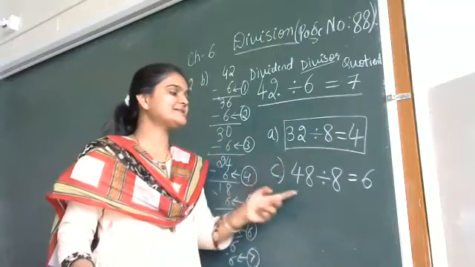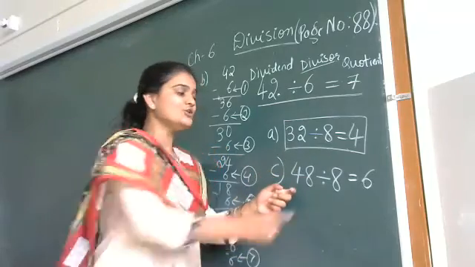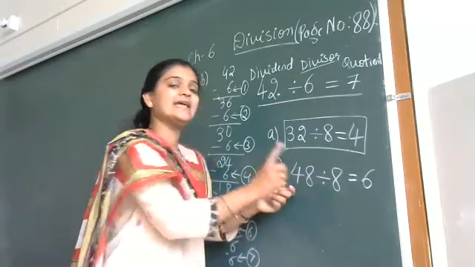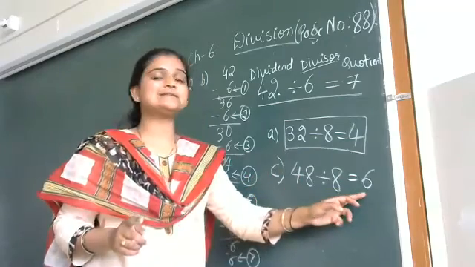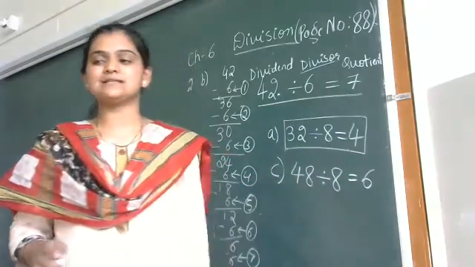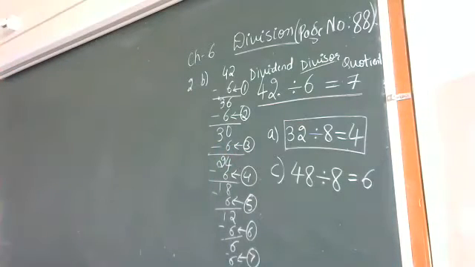Okay? So the number of pencils here is 48. You have totally how many friends? 8 friends. Okay? To each one, how many pencils will be received? 6 pencils will be received. Okay? Yes. The last, that is the third one.